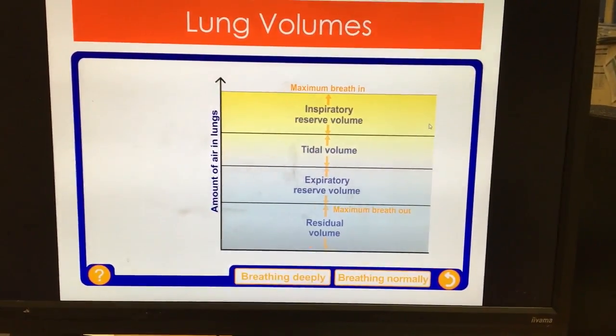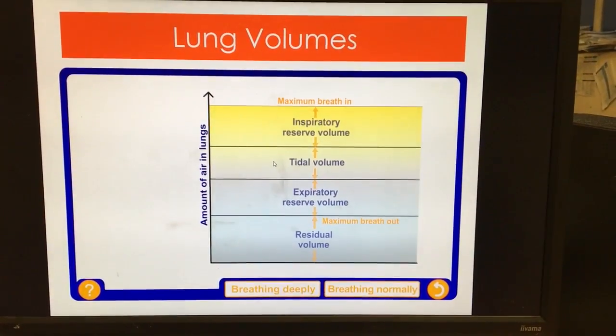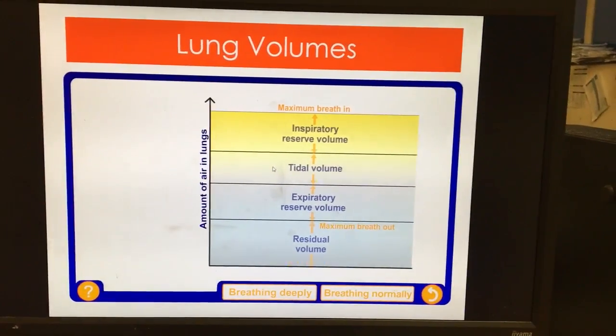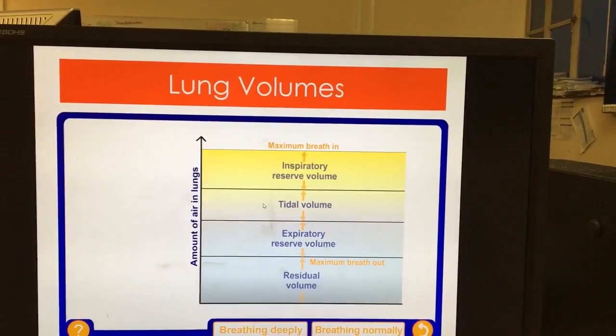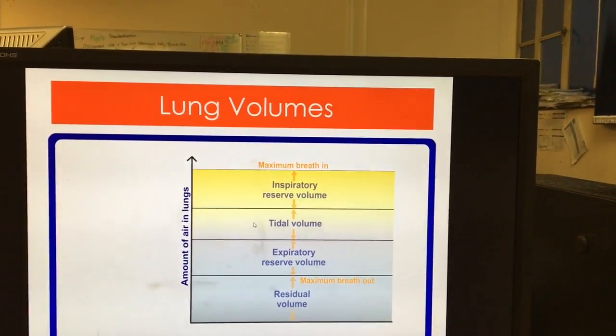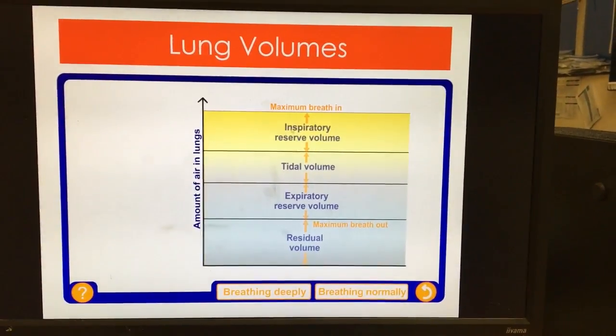Okay, so we're going to look at lung volumes. We're going to start with tidal volume. Lung volumes is the air that comes into the lungs. So we'll start with tidal volume. What is it? Tidal volume means that air goes into the lungs the same way it comes out. And you'll see that on this diagram in a minute here.